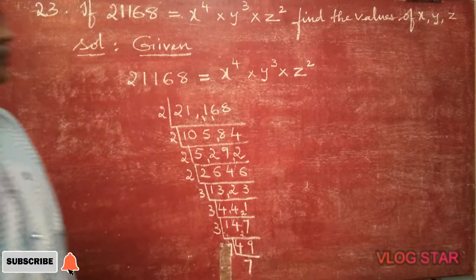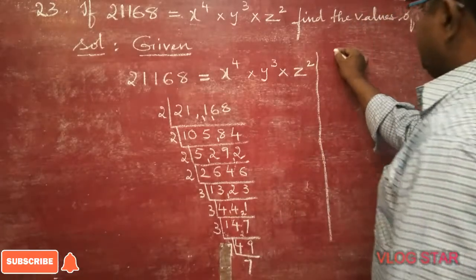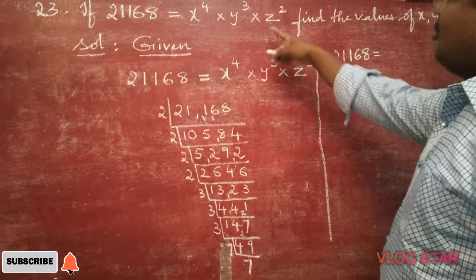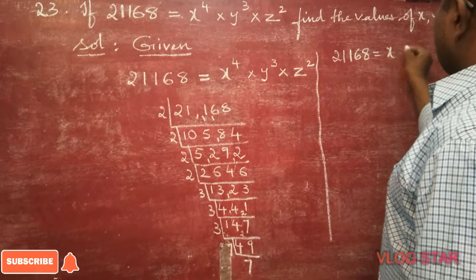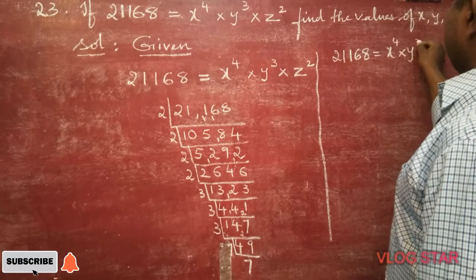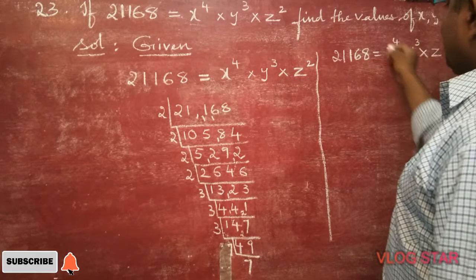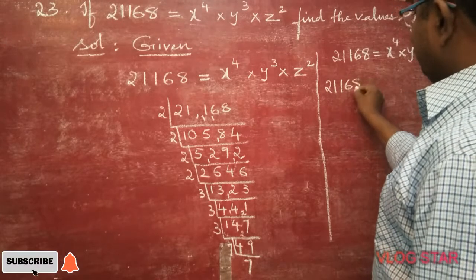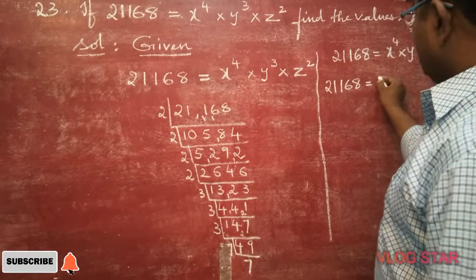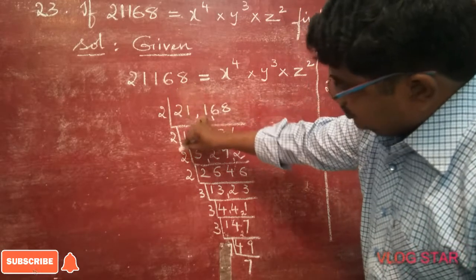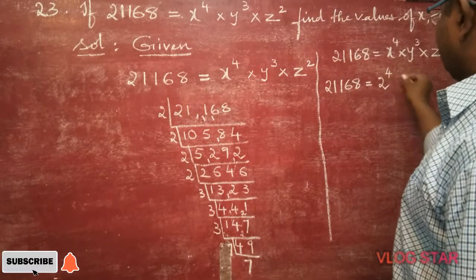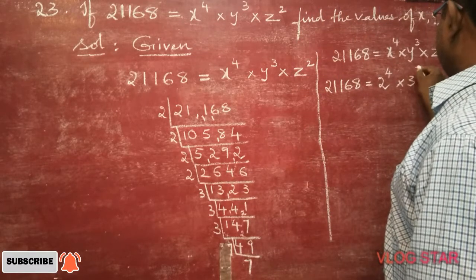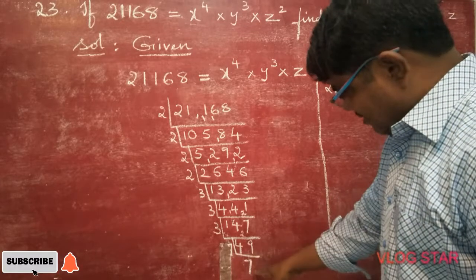Now substitute. 21,168 is equal to, how much did they give here? x to the power of 4 into y cube into z square. Now we found the factors. How much did we get? You write 21,168. How much did we get as factors? 2 to the power of, how many did we get? 1, 2, 3, 4. So you write 2 to the power of 4 into, next 3, 1, 2, 3, 3 cube into 7 and 7 square.